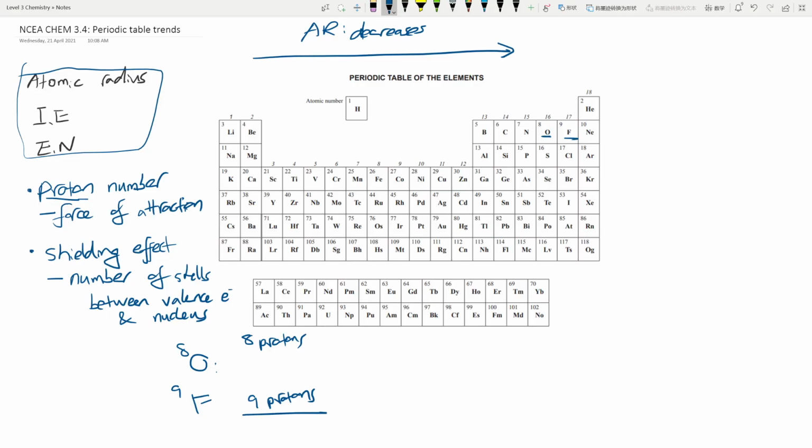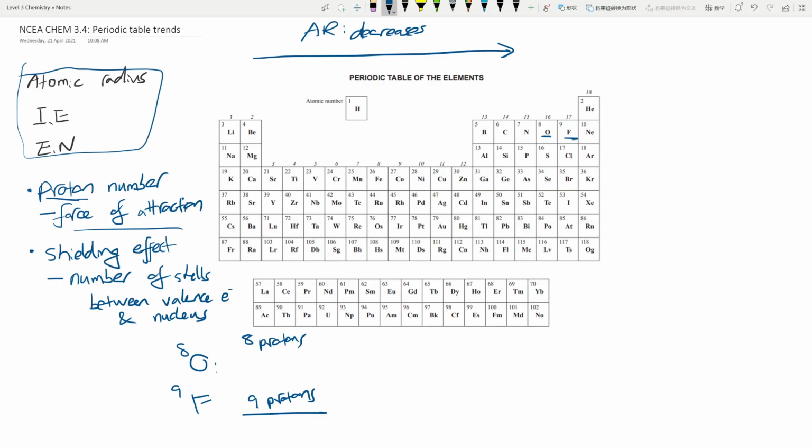And you can look at the past NCEA exam and look at the model answers. I've gone through that in my past papers videos as well. You can go through those. But straight away, the first thing you need to consider is just look at the atomic number. The higher number means there are more protons. The more protons means there's a higher force of attraction from the nucleus.